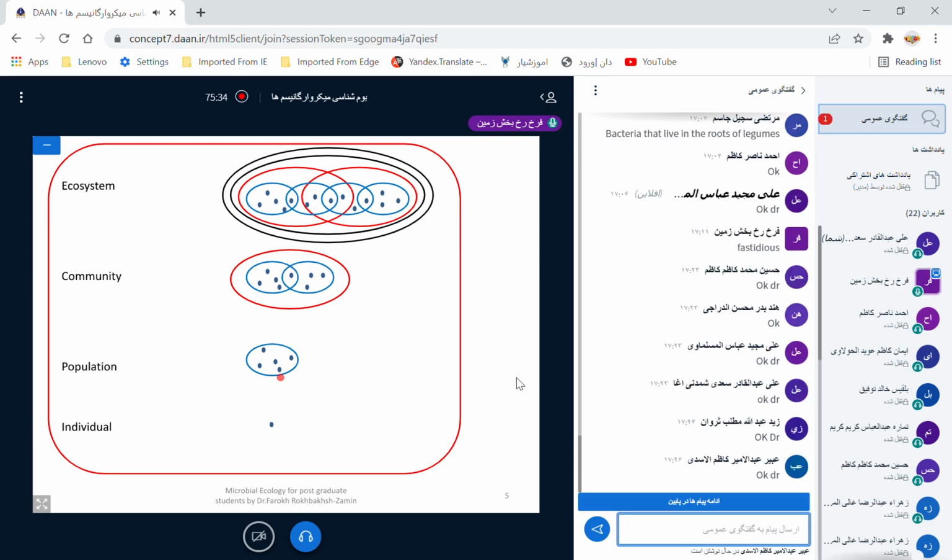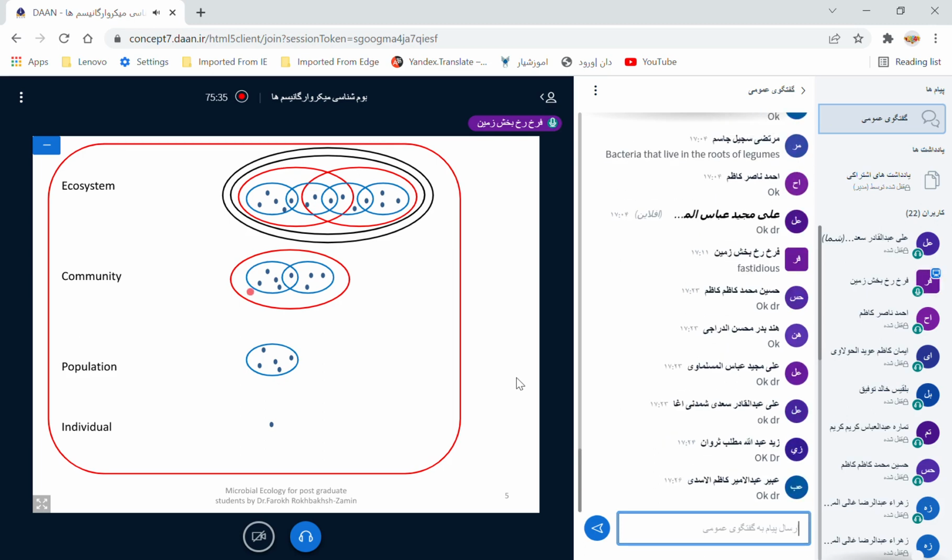And after that we go to what are the different interactions between one population and another different population? What are the interactions present between these two groups? So first we talk about interactions inside one population. Then what are the interactions between two different populations?